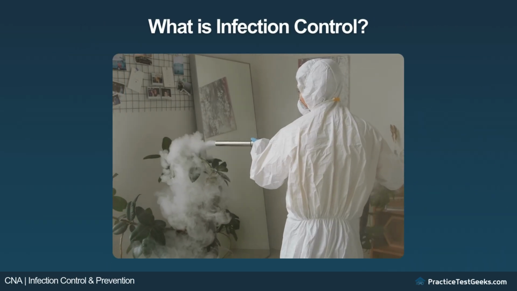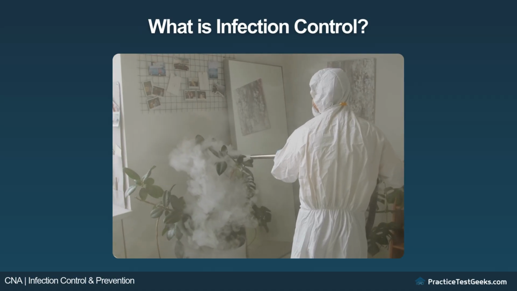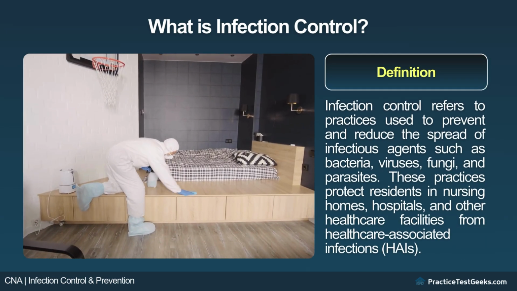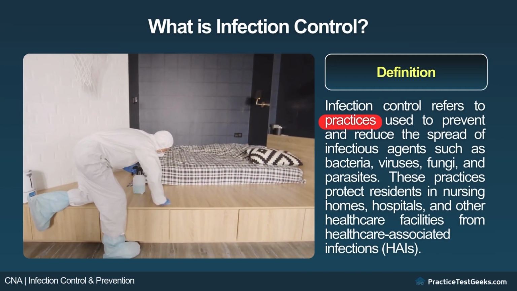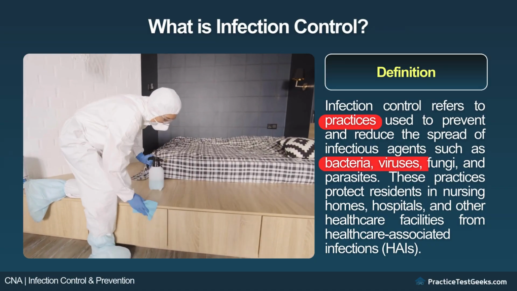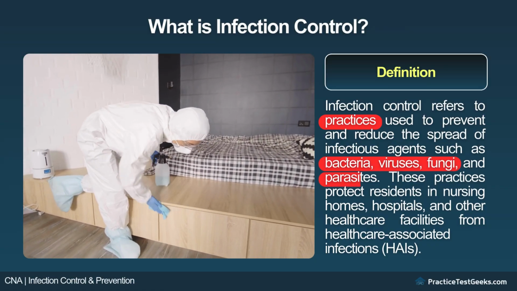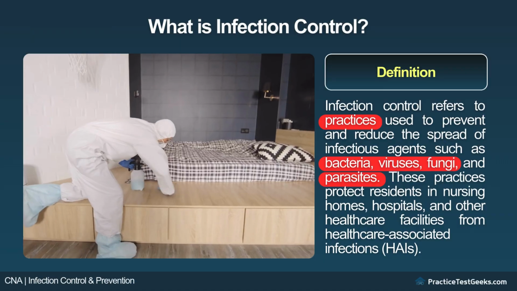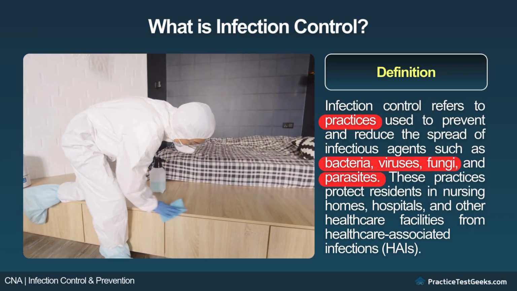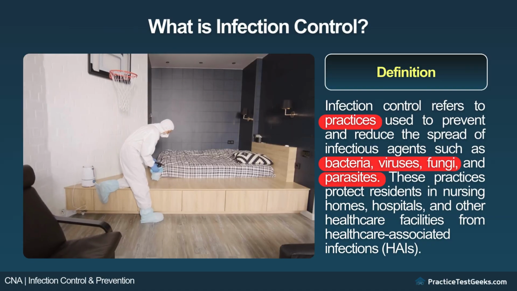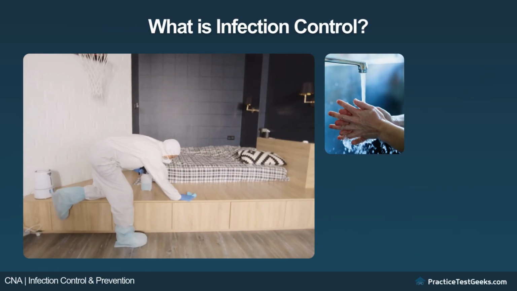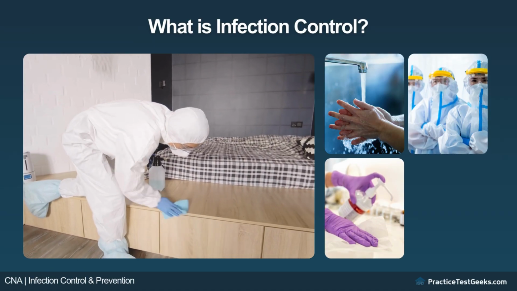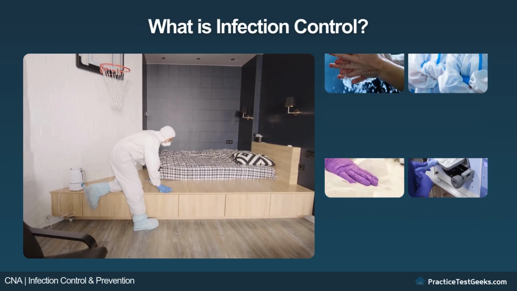Let's begin by understanding the foundation of infection prevention. Infection control and the role of disinfection and sterilization. Infection control refers to practices used to prevent and reduce the spread of infectious agents such as bacteria, viruses, fungi, and parasites. These practices protect residents in nursing homes, hospitals, and other healthcare facilities from healthcare-associated infections, also known as HAIs. Infection control involves key measures such as hand hygiene, the use of personal protective equipment, and the proper cleaning, disinfection, and sterilization of equipment and surfaces.